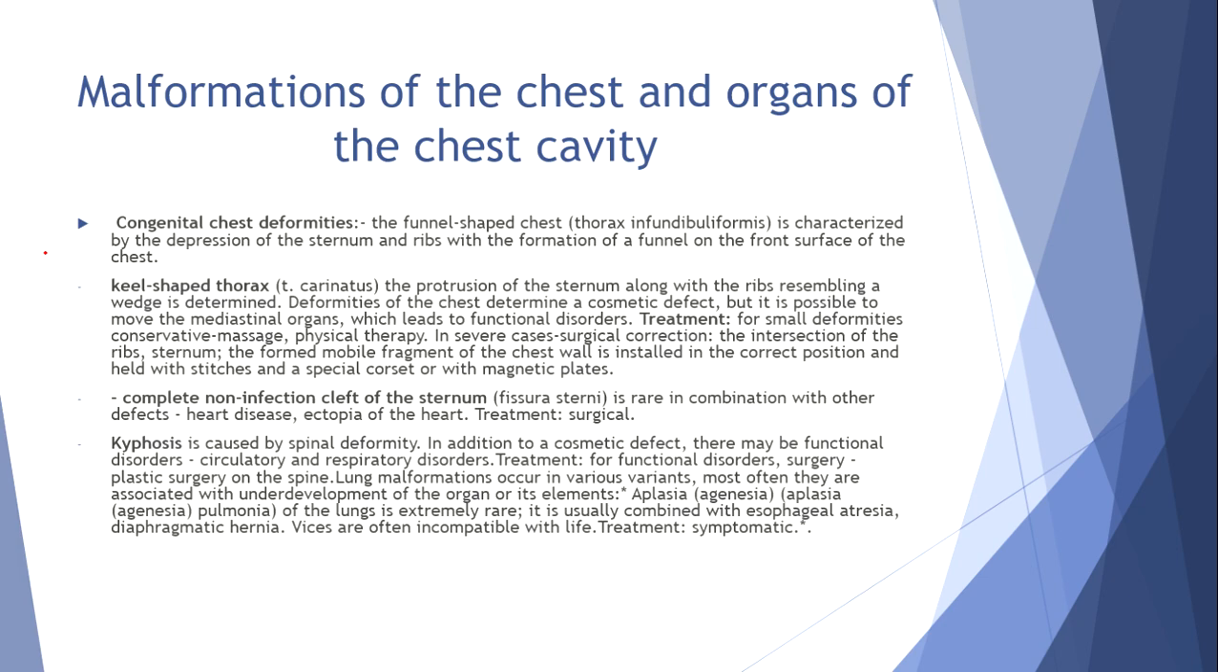Deformities of the chest are a cosmetic defect, but it is possible to displace the mediastinal organs, which leads to functional disorders. Treatment: for small deformities, conservative massage and physical therapy; in severe cases, surgical correction. The ribs and sternum are intersected, and the formed mobile fragment of the chest wall is installed in the correct position and held with stitches and a special corset with magnetic plates.